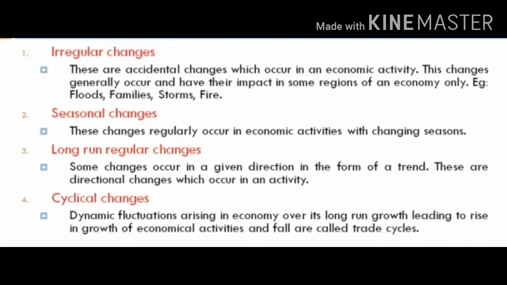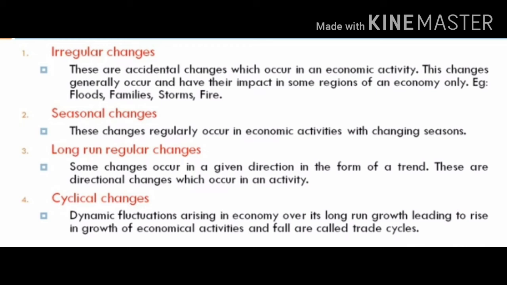Trade cycle. First, irregular changes. These are accidental changes which occur in an economic activity. These changes generally occur and have their impact in some regions of an economy only. Example: flood, famine, storm, fire, etc. Seasonal changes. These changes regularly occur in economic activities with changing seasons. Long run regular changes. Some changes occur in a given direction in the form of a trend. These are directional changes which occur in an activity. For example, some regular sales trend.